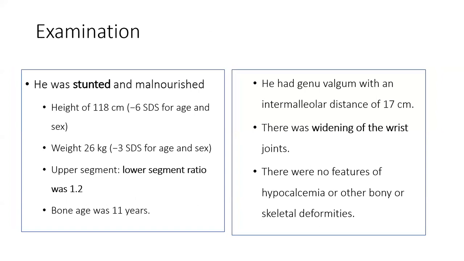On examination, he was stunted and malnourished with an upper segment to lower segment ratio of 1.2. He had a bone age of 11 years. He had genu valgum deformity with broadening of the wrist joints. There were no features of hypocalcemia or other bony or skeletal deformities.